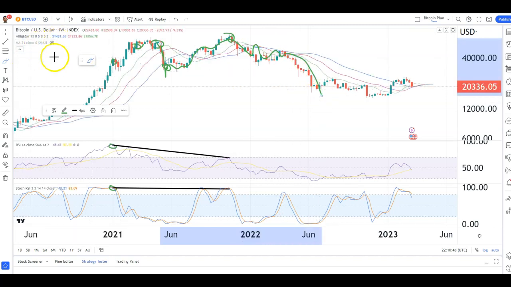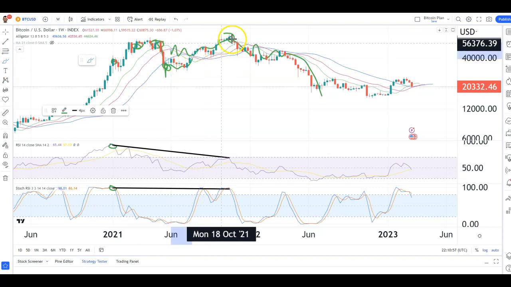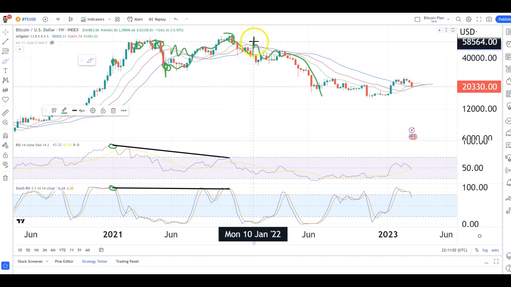Williams Alligator: about 11 bars after this first peak, we start to see the lines get mashed up. Here, it's about 8 bars after this peak, we see the lines get mashed up. Do you see where we're going with this?